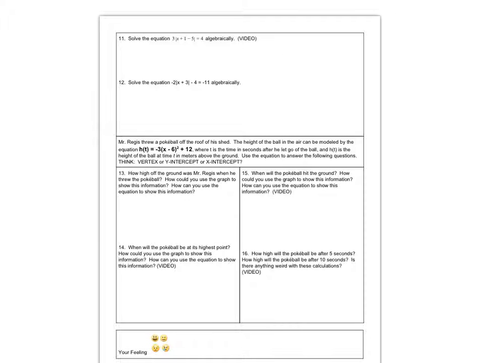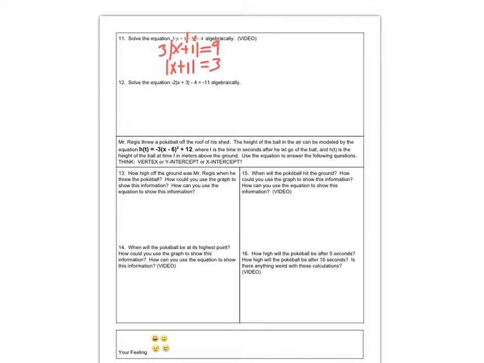Second part of this section, we've got to do some solving. I've got to solve the equation 3 times the absolute value of x plus 1, minus 5. That absolute value is supposed to be on that side. I'll change that before I print this as well. So we're going to start off by adding 5 to both sides. We get 3 absolute value of x plus 1 is equal to 9. Then divide both sides by 3. We get the absolute value of x plus 1 is equal to 3.